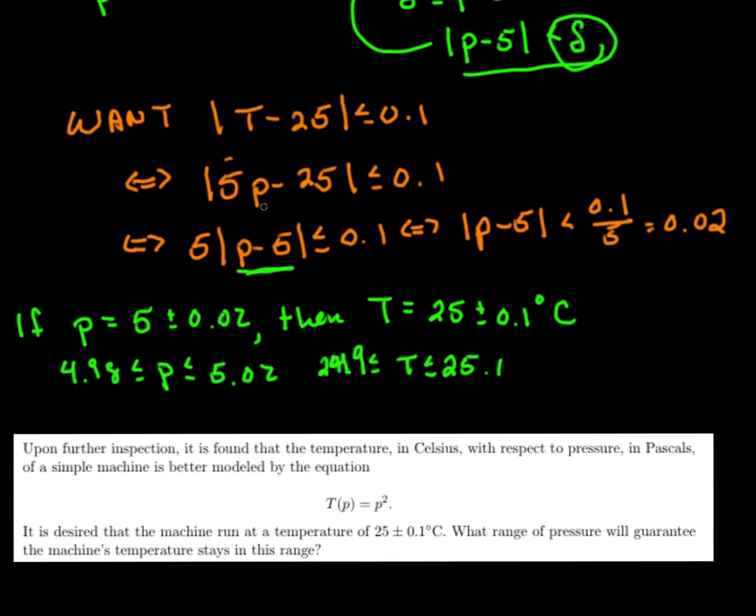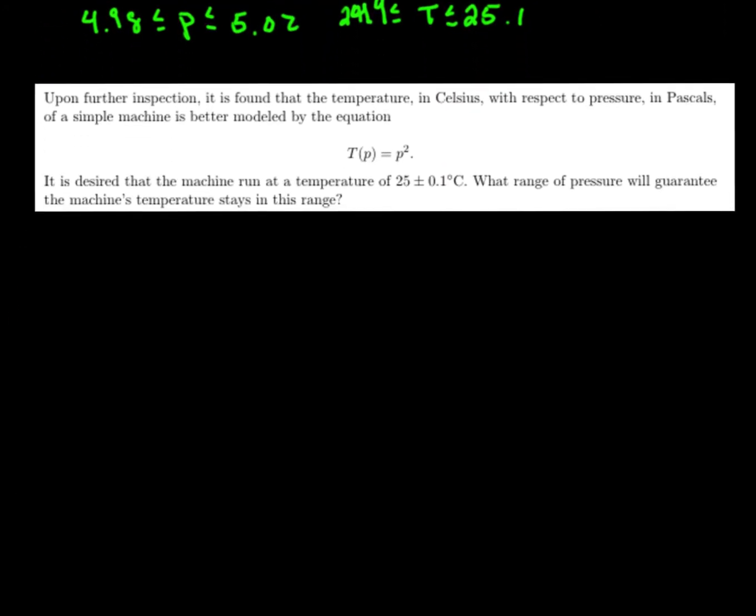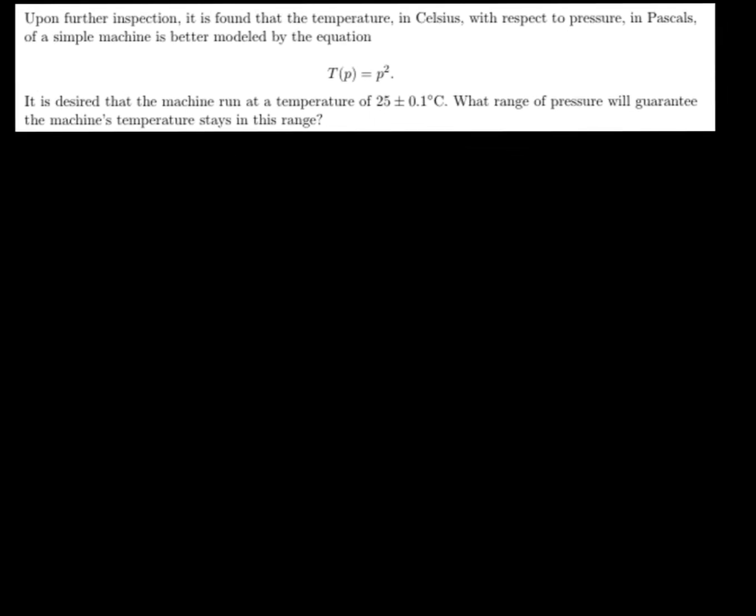So upon further inspection, let's say that it is found that the temperature in Celsius with respect to pressure in pascals of the machine is better modeled by the equation T of P equals P squared. And it is desired that the machine run at a temperature still of 25 plus or minus 0.01 degrees Celsius. But now with this new model, what range of pressure will guarantee the machine's temperature stays in this range?